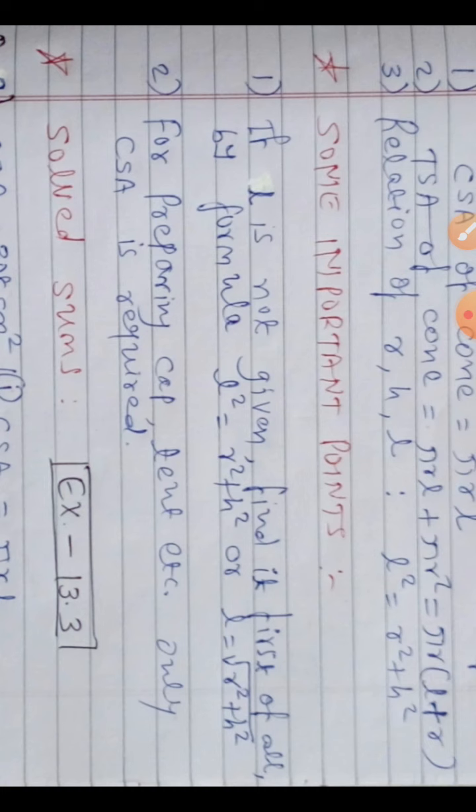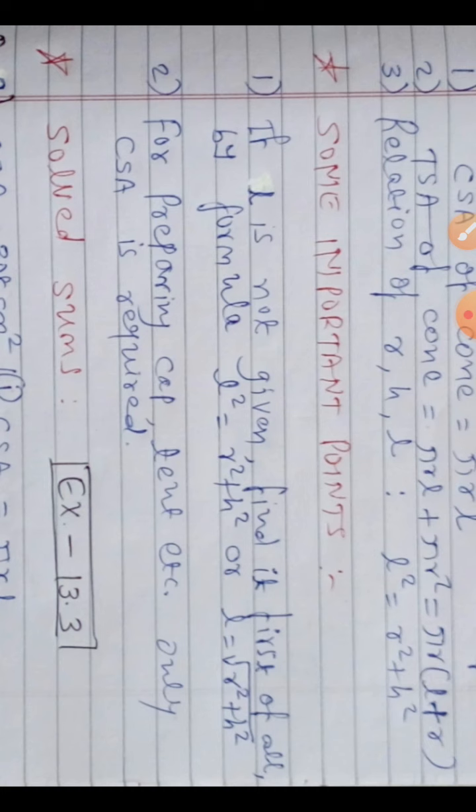Now some important points. The first point we are already discussing: if L is not given, you have to find it first by this formula, L square is equal to H square plus R square, or L is equal to under root H square plus R square. Both are the same, only in the second one the square of L is removed.